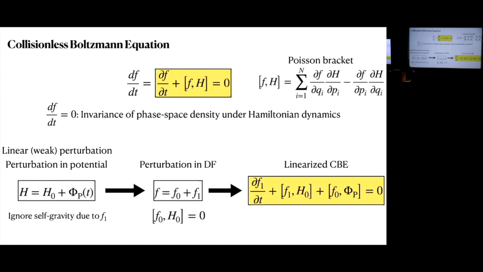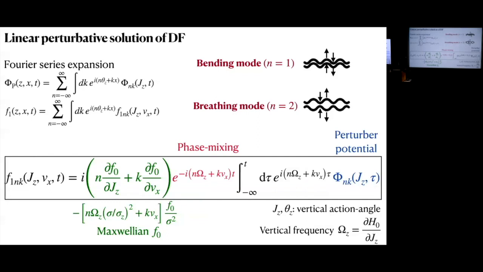So we are going to use that linearized CBE to come up with an expression for F1. Now, as you see, that's a partial differential equation. It's hard to solve, and therefore we do this trick of going to Fourier space. We expand the perturber potential and F1 both as a Fourier series in the vertical angle, theta z, and also in x, the horizontal direction. Using that Fourier series expansion, we can get this pretty horrible looking expression for F1, the n k mode of F1. So we are doing this Fourier mode analysis.